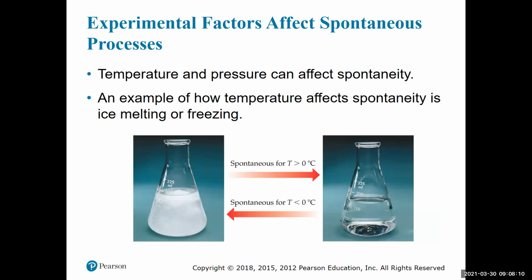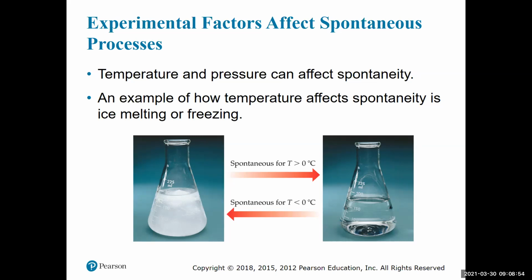So there's some experimental factors that you can introduce that can take something and suddenly make it be spontaneous. And two things that affect spontaneity are temperature and pressure. And here we have an example of how temperature affects spontaneity. On the left-hand side, we have some water in an Erlenmeyer flask, and it's a little hard to see, but that's supposed to be frozen. It's supposed to be ice in there. On the right-hand side, we have the same water in an Erlenmeyer flask, and it's just liquid water there.